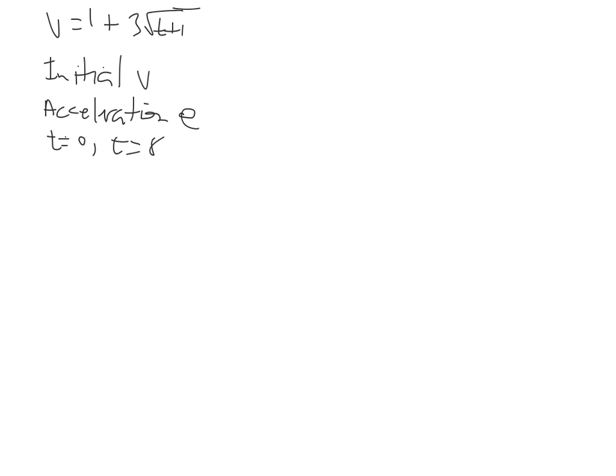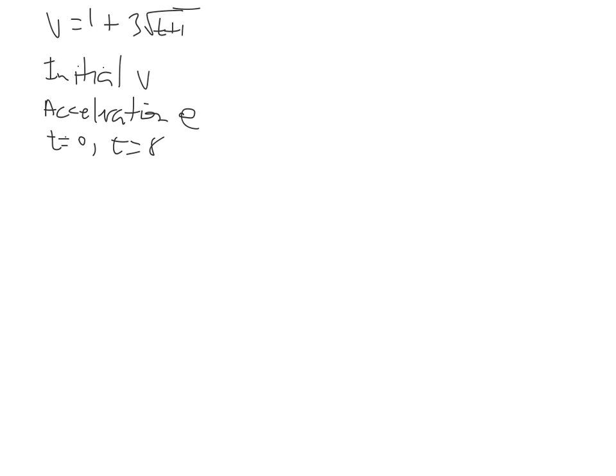Okay, now a practical use for antidifferentiation is within kinematics. So let's say we've got the velocity of a particle, v equals 1 plus 3 times the square root of t plus 1. So that's what we've got there. Now, we can be asked any number of questions.